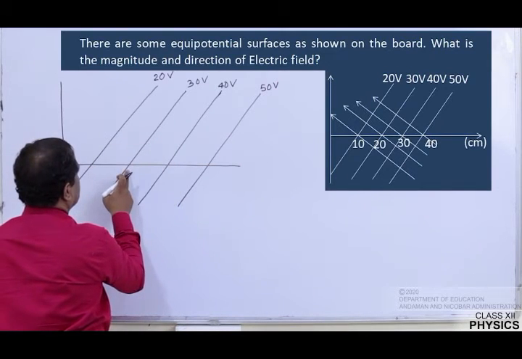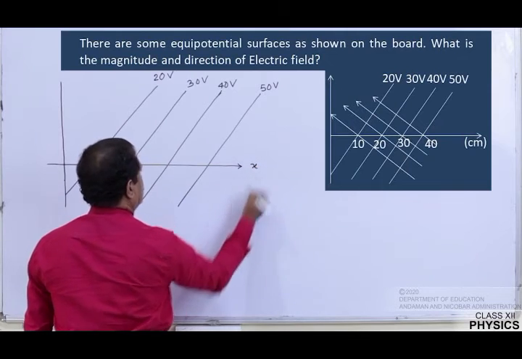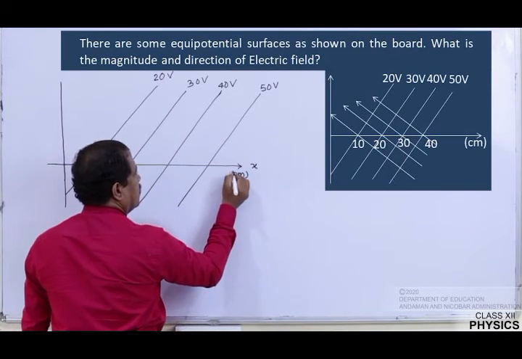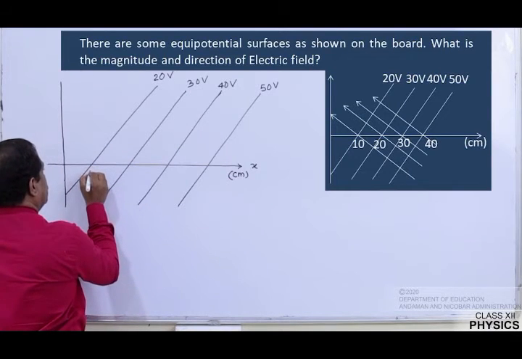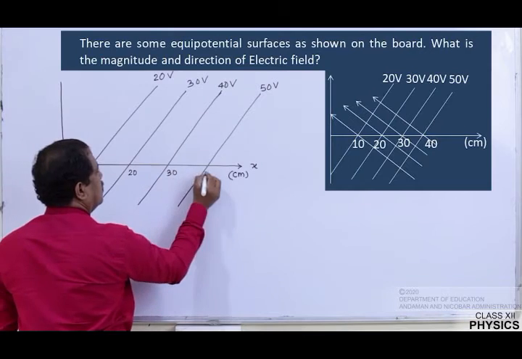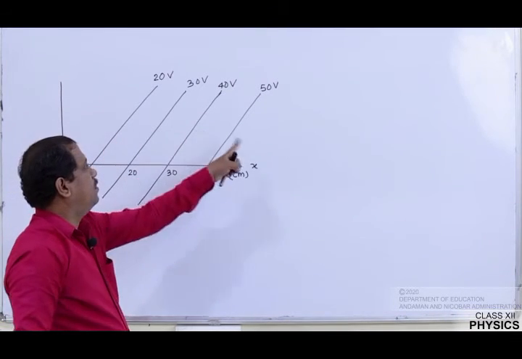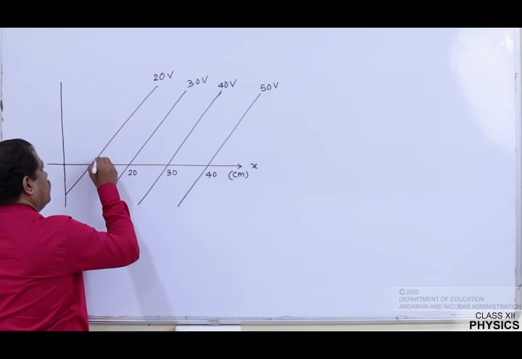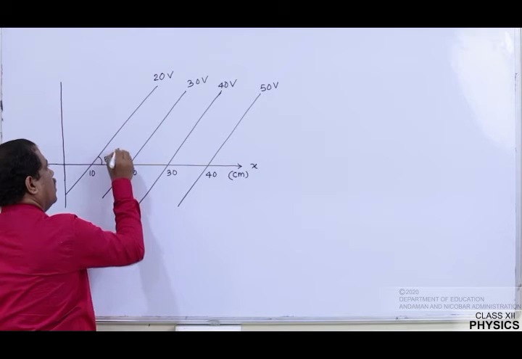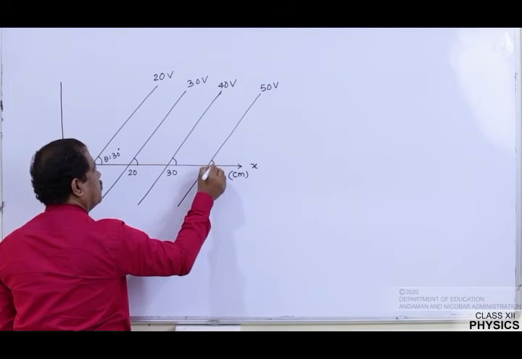These are the distances between the equipotential surfaces along the x-axis, say in centimeter. So this point is 10 centimeter, this is 20 centimeter, this is 30 centimeter, this is 40 centimeter. So these are the set of equipotential surfaces. With respect to the x-axis, this makes theta equal to 30 degree, and the orientation of all equipotential surfaces is the same, all are theta.